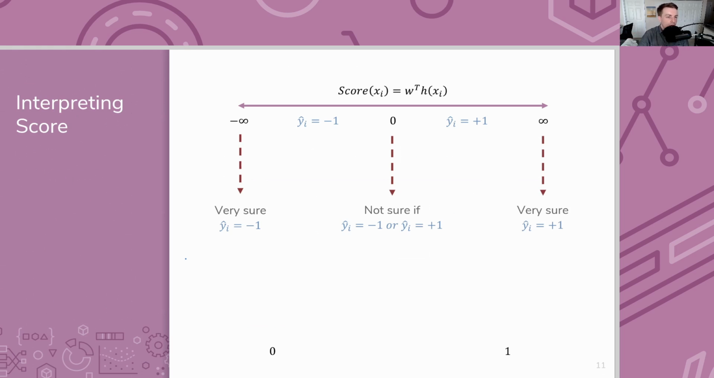If the score is very, very large in magnitude, we're very, very certain, and the sign still determines whether it's a positive or negative example. But if it's near 0, we might not be as certain, and we want to quantify that.